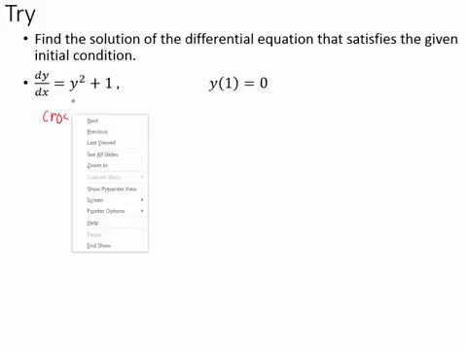I hit something weird. Oh, okay. That makes sense.